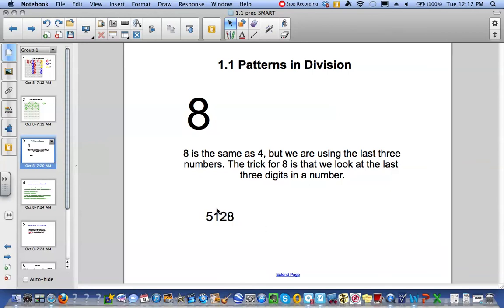So 5,128. You don't need the 5 in there. You're only looking at the last three numbers. So I would take 128 and divide it by 8.